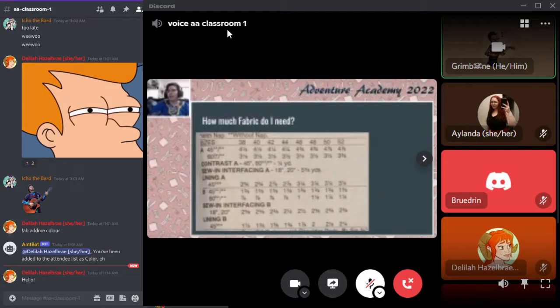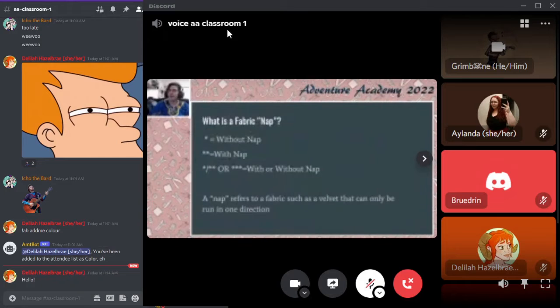Now, we do need to take note of these asterisks here next to your bolt sizes. Now, these asterisks are telling you whether or not the nap of your fabric is going to have an impact on your yardage. So what is a nap? A nap refers to fabrics like velvets or corduroys where the raised fibers have to run a specific direction. So either the fabric's going to be really smooth when petted one direction, but really jagged when petted the other. Or the fabric might change shades when viewed from an opposite direction. You can see this shading effect particularly on velvets.